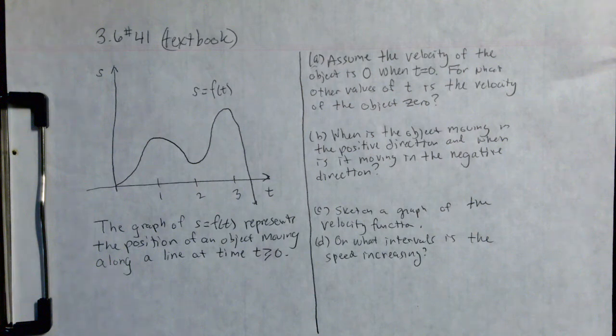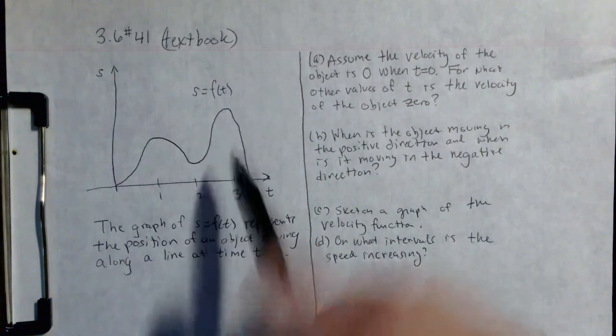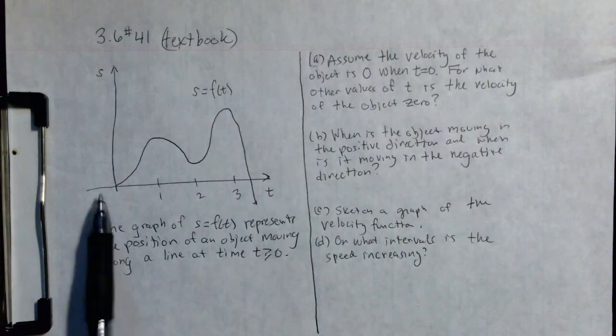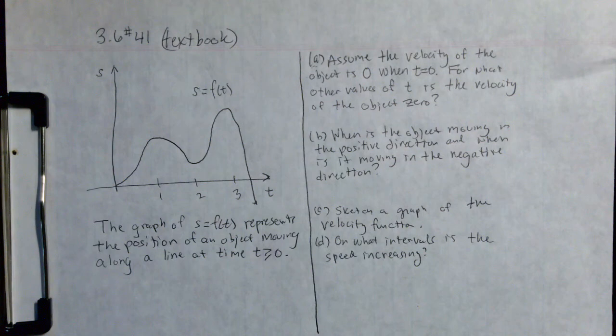Here, in this example, we're looking at the graph of a position function. And I apologize for my handwriting here, but let me read through this and we'll work our way through this together. So this is the graph of s equals f of t, which represents the position of an object moving along a line at time t greater than or equal to 0. So this is a position function. We're going to imagine this keeps going beyond what's drawn here, starting at 0 and then for all time greater than or equal to 0.